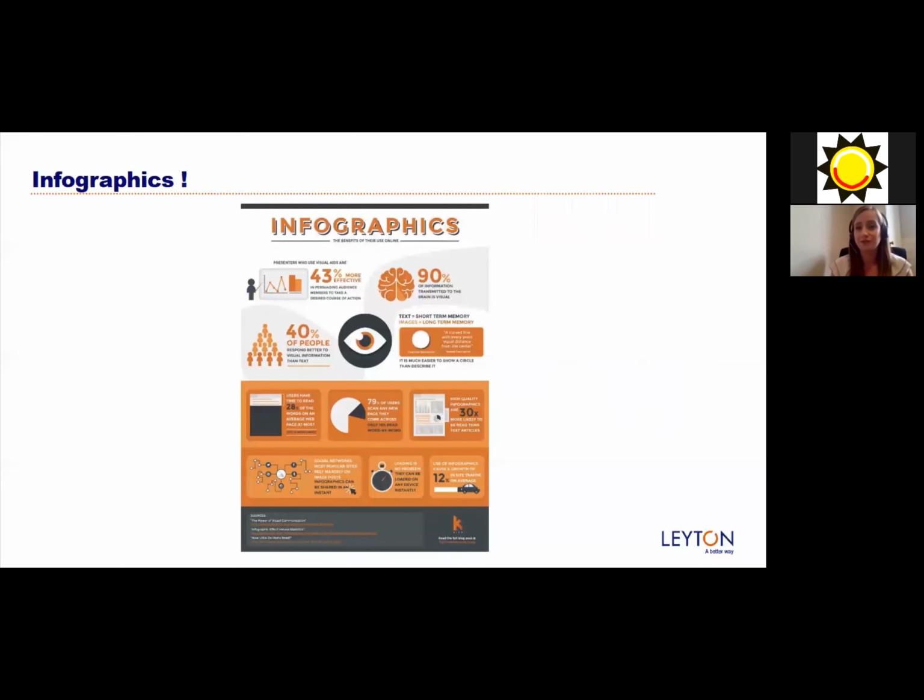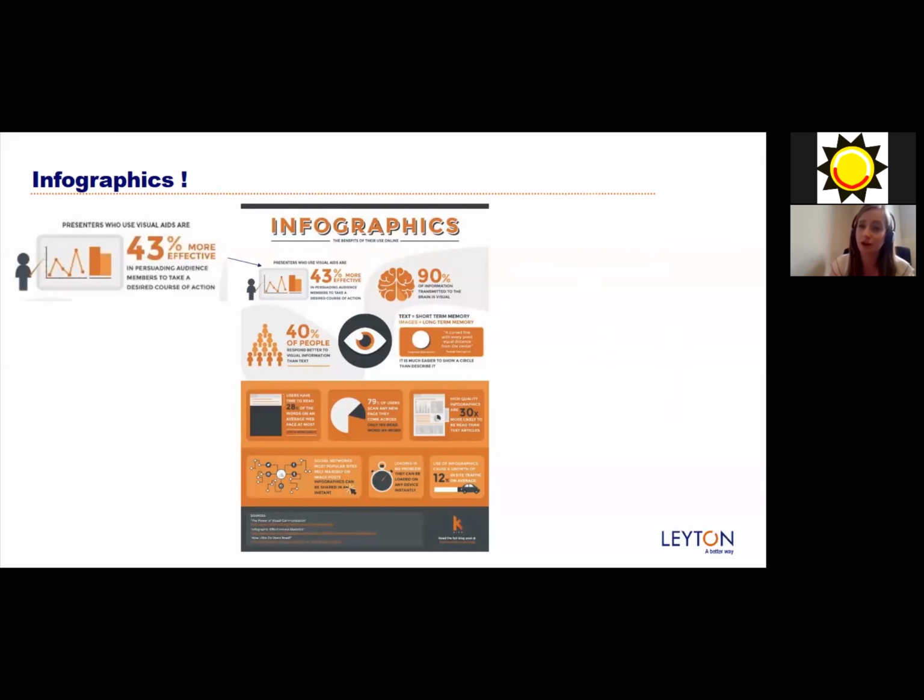Well, I first of all wanted to start off with infographics, because as part of your project, you're having to produce a poster with lots of facts and information. So here I've got an infographic on infographics, just some interesting facts that I wanted to pull out for you. So firstly, apparently people who use visual aids in presentations or posters are up to 43% more effective at getting their message across and convincing an audience to do something.